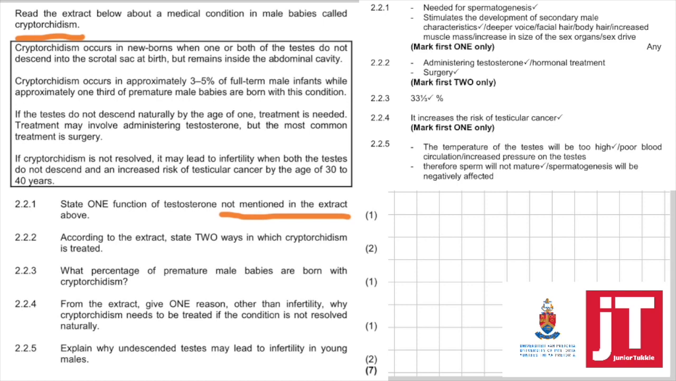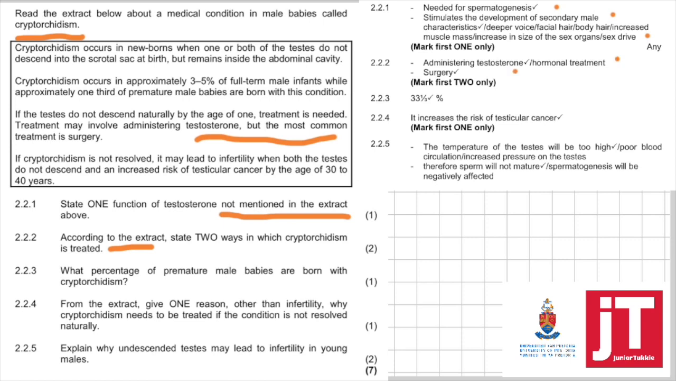Now we know testosterone is going to be needed for spermatogenesis. Testosterone stimulates the development of the secondary sexual male characteristics. And you can give examples here as the memo wants. Alright. 2.2.2. According to the extract, state two ways in which cryptorchidism is treated. You can see there. You can administer testosterone or surgery.